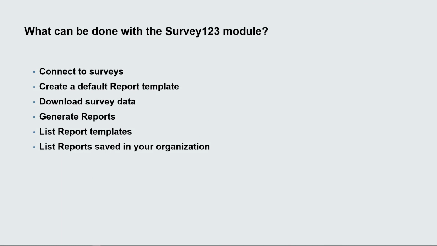Now, what can be done with the Survey123 module? Using the Survey123 module, you can connect to your surveys, which gives you access to the survey properties and underlying dataset. You can download your survey data as a CSV, shapefile, or file geodatabase, as well as create sample report templates and list report templates that are already associated with your survey. You can generate reports or list reports that are stored in the ArcGIS organizational account from your current GIS connection. This shows all reports that are saved in that specific named user's content, and we'll show that a little bit later on in this presentation.